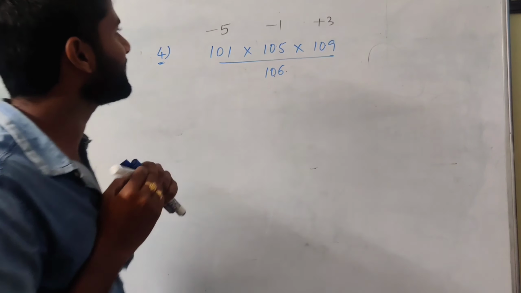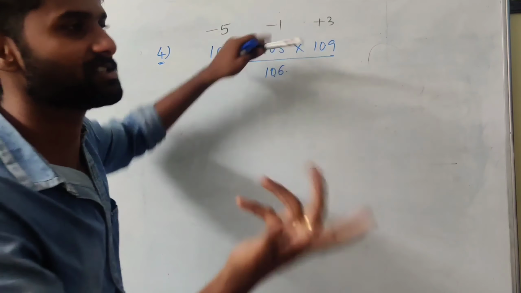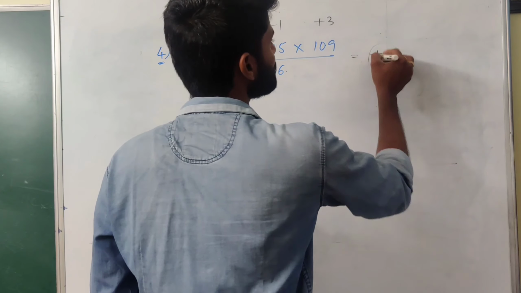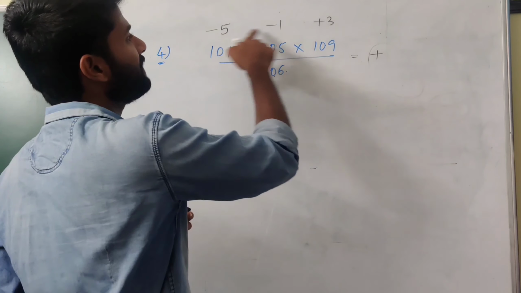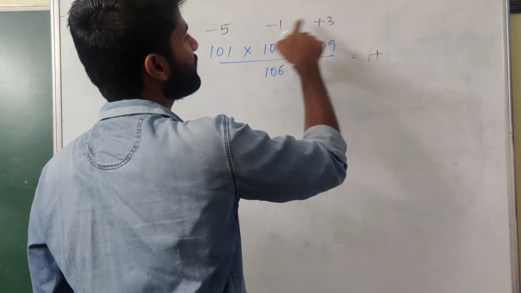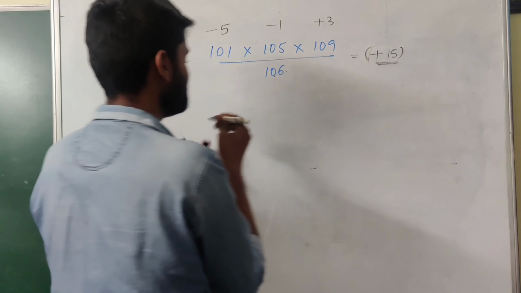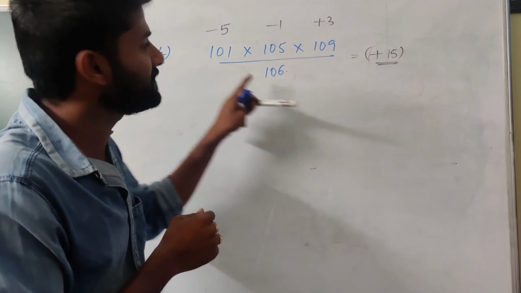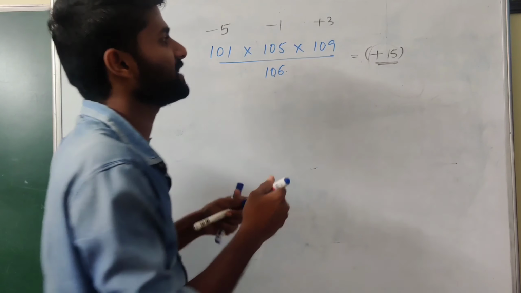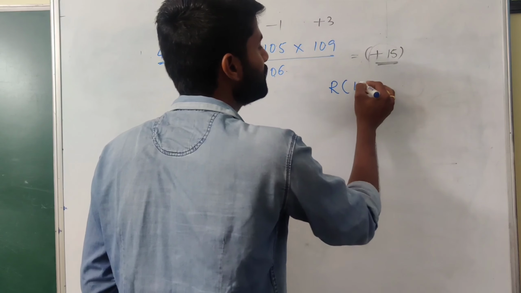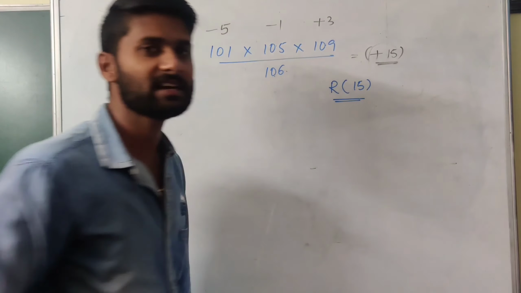Then check with the final resultant. Minus into minus is always converted into positive. And 5 into 1 into 3: 5 1s are 5, 5 3s are 15. We are left with a remainder of positive 15. It means if the entire number is divisible by 106, the final remainder is equal to 15 only. So this is the answer.